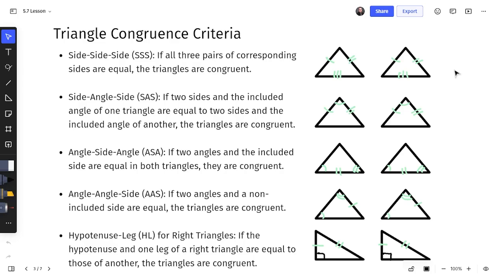The side-angle-side criterion says that if 2 sides and the included angle of one triangle are equal to 2 sides and the included angle of another, then those 2 triangles have to be congruent. And it's important to understand that the included angle has to be between the 2 sides that we know are congruent, the 2 pairs of sides that we know are congruent to each other.